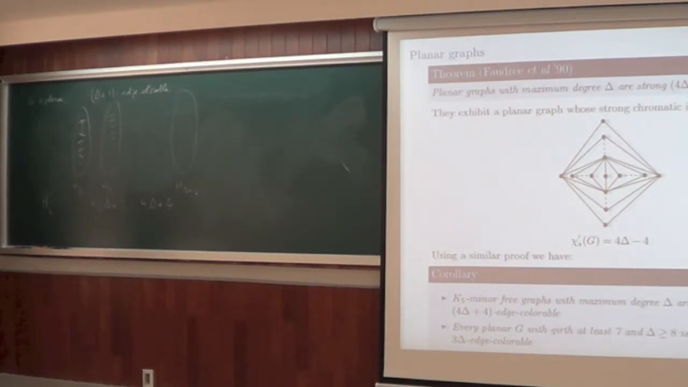This is very simple. And we can extend this proof for K5-minor-free graphs very easily, because we know that if the graph is K4-minor-free, then it is delta plus 1 edge colorable by the theorem. And if you do the same thing, then you will obtain a K4-minor-free graph, and it is also 4-colorable. Then it's okay. And if you take a planar graph with girth at least 7, then we know that it is 3-colorable. Then we have this.